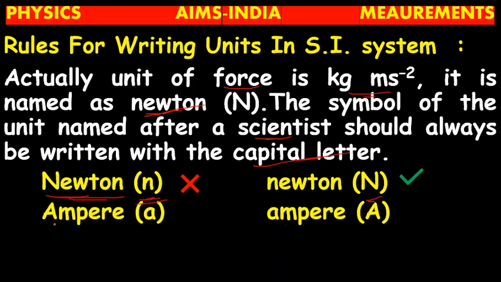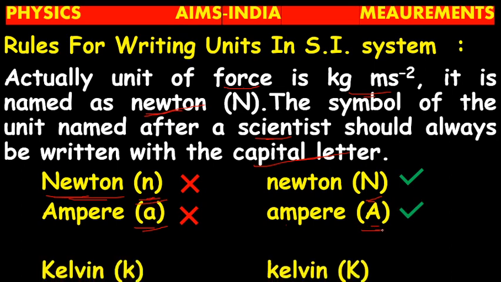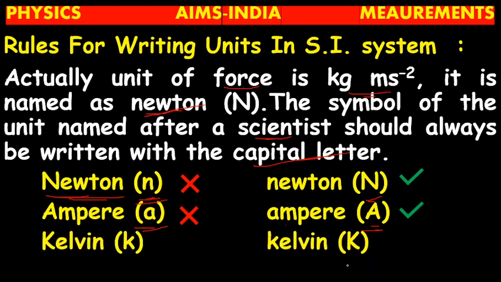If we write the symbol for ampere with small a, it is wrong. We have to write with capital A. Next, Kelvin. It should be represented by capital K. So when we are using the scientist name as the unit, if we want to mention it with a single letter, then that should be a capital letter.